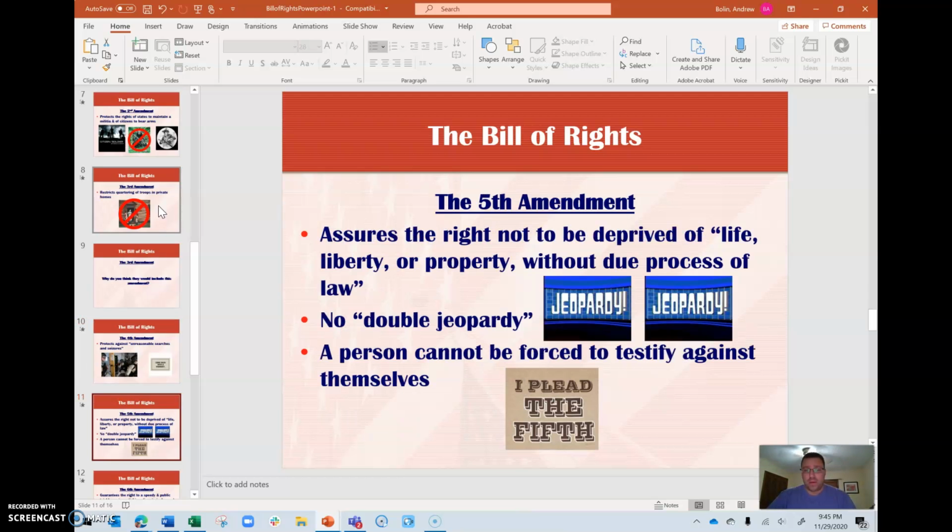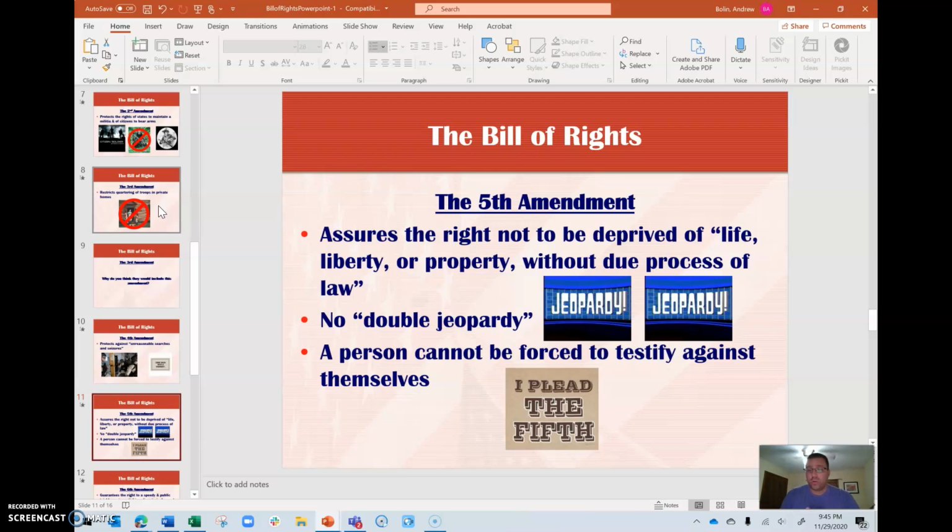The Fifth Amendment, this assures the right to not be deprived of life, liberty, or property without due process of law. So just remember, the Fifth Amendment is due process, your right to due process. No double jeopardy. That means that one person cannot be tried for the same crime twice.